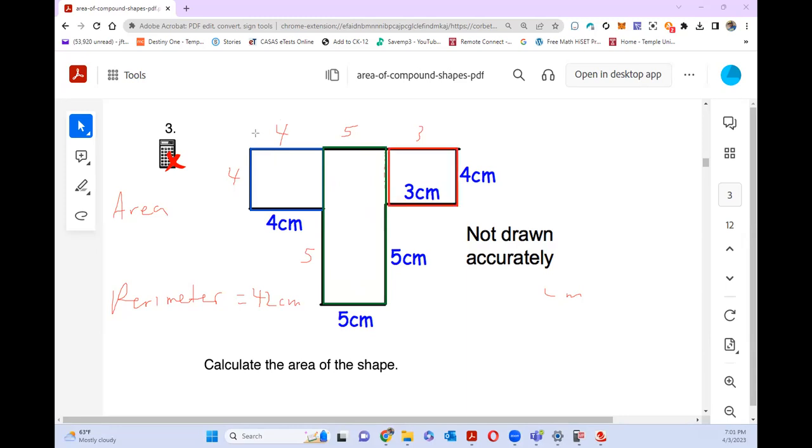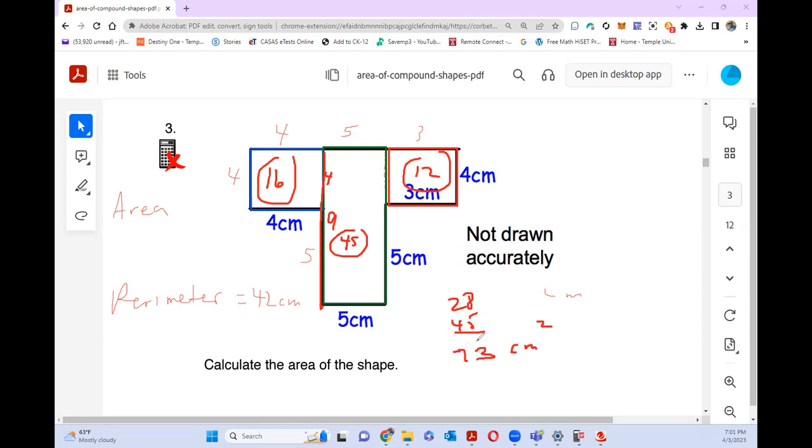So if we had to find the area, we're looking at each one. This one is 4 times 4, that's 16. This one here is 4 times 3, that's 12. We know this is 5, but now this is 4 here, and this is 5 here. So here is 9, so 9 times 5 is 45. Then you add all three areas up. So we got 28 and 45, that's 73.